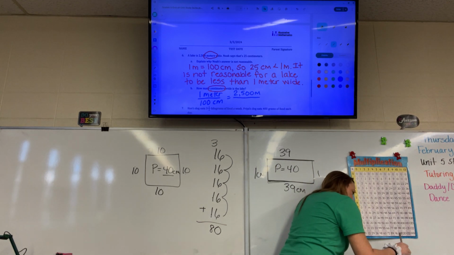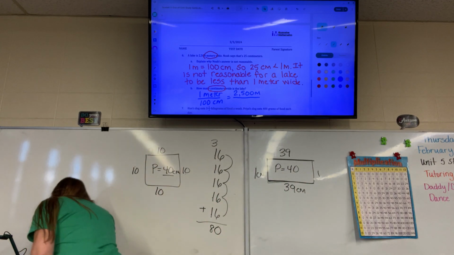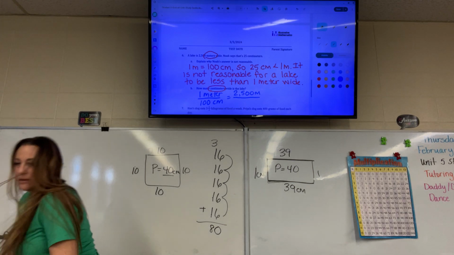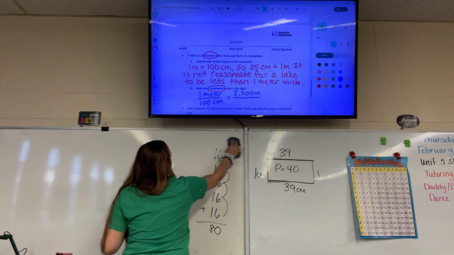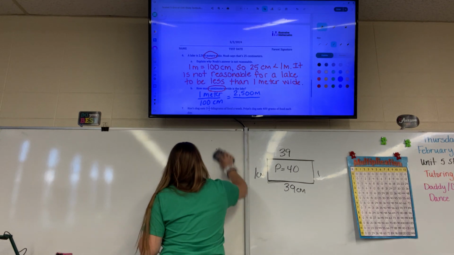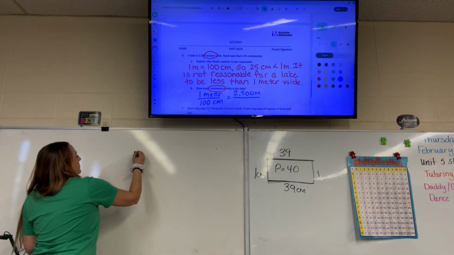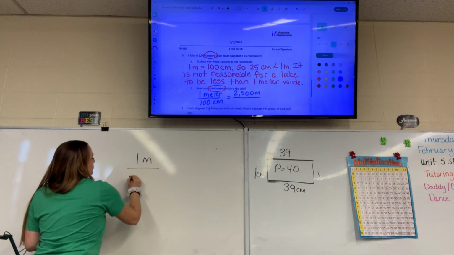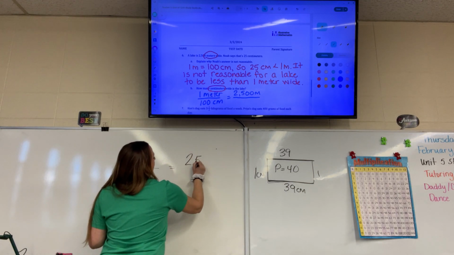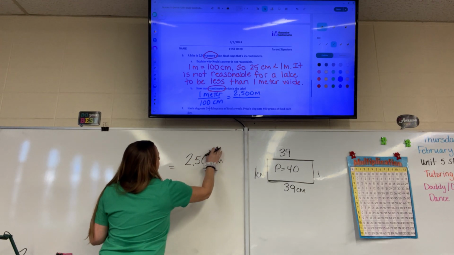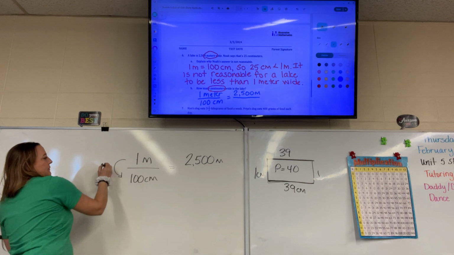Now, we can do a couple of different things here. We're all being clumsy today. Okay. This is another one that's cool that I want to show you. So, 1 meter is 100 centimeters, equals 2,500 meters. Okay, here's the question. What do you multiply 1 times to get 100? 100.